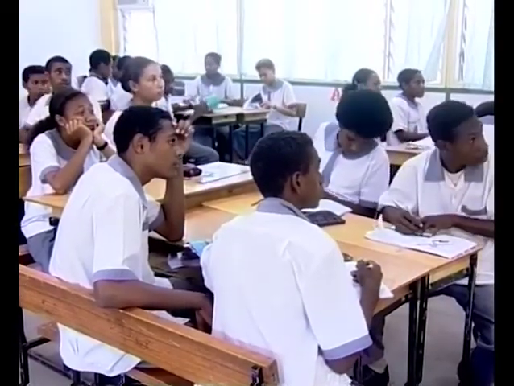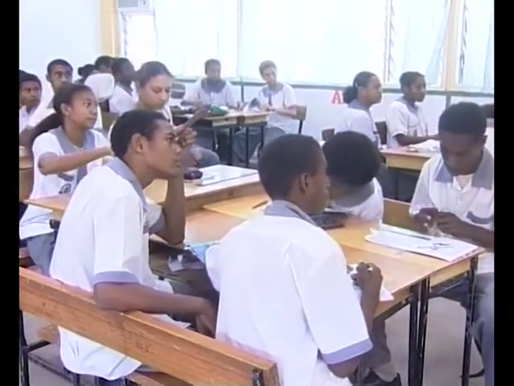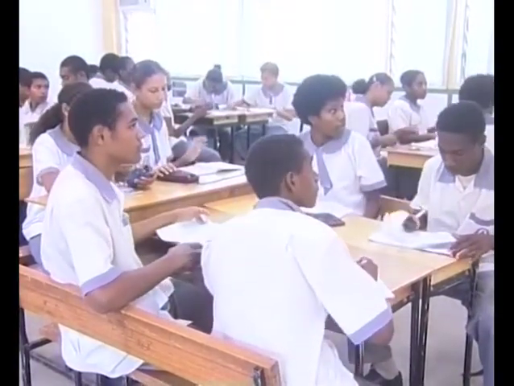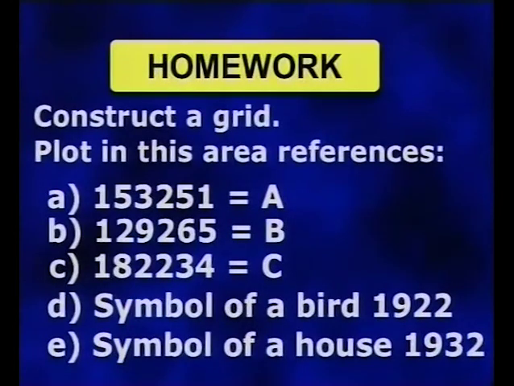Okay. Can I have you copy this down quickly, please, as your homework? 8Cs and receiving students, you're going to construct a grid, just like what I did, and you're going to plot in these area references. So A, B, C, D, and E. 153251, that's letter A, or point A.